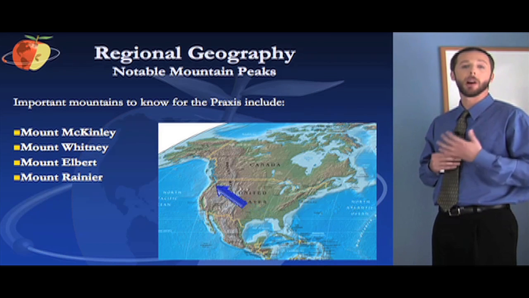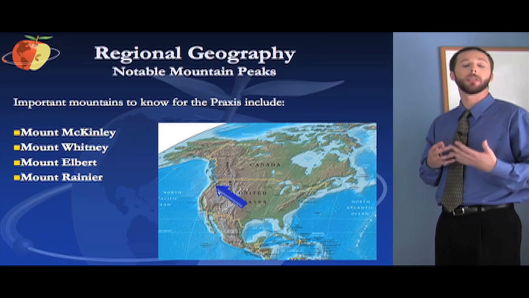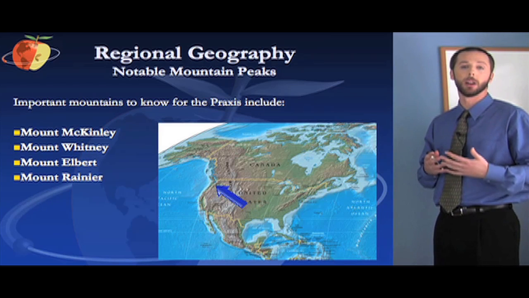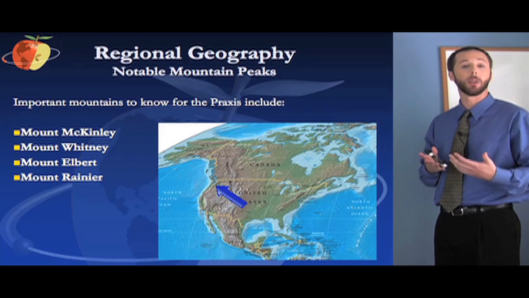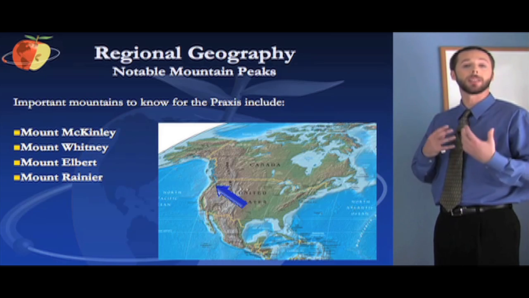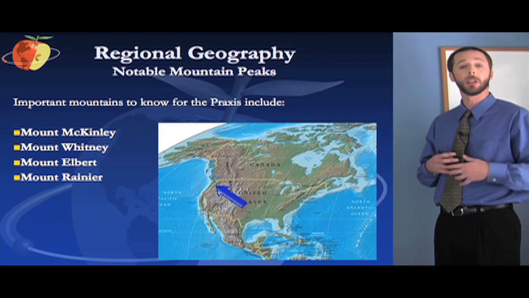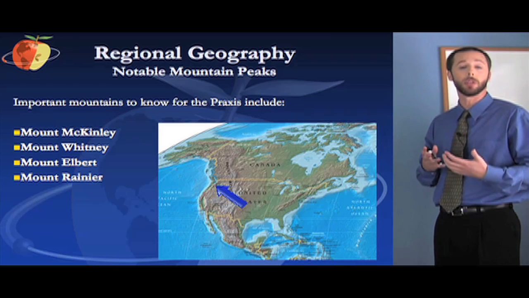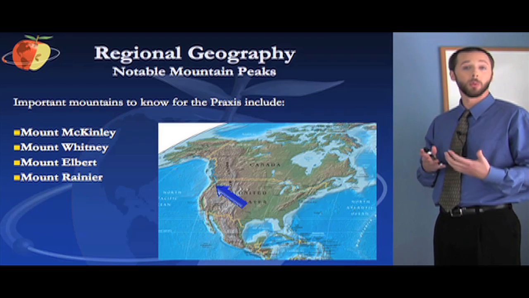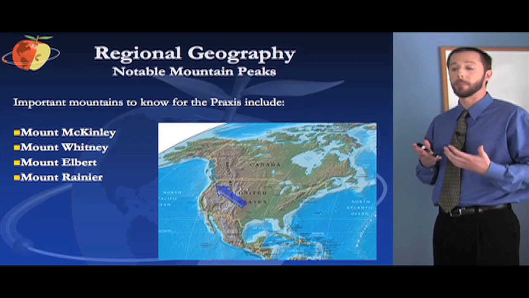And then lastly, Mount Rainier. Mount Rainier is significant because it is a stratovolcano, and it's an active stratovolcano. It's located just outside Seattle, Washington. And because of its proximity to large populated areas, and because it's an active volcano, it's considered one of the most dangerous volcanoes in the world because of the possibility of it erupting.